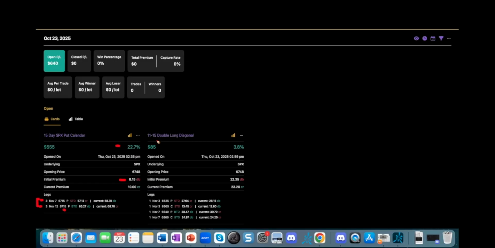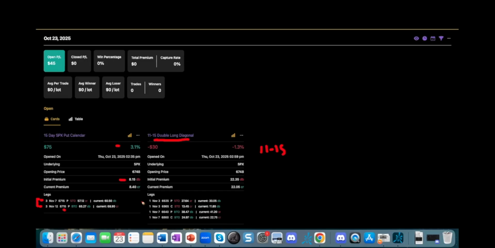And then I did this double long diagonal. I'll show you that in a second. A double long diagonal, and these are the strikes. You can see I bought the Nov 7. We call this an 11:15. Put this on today. My shorts are 11 days from expiration. My longs are 15 days from expiration.